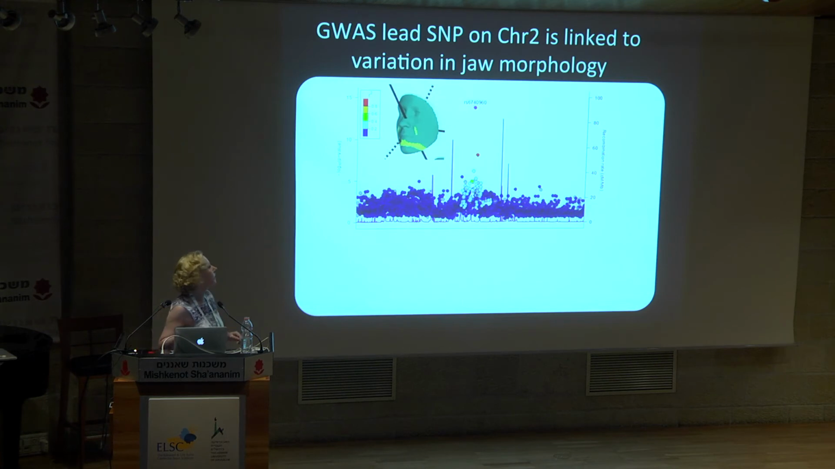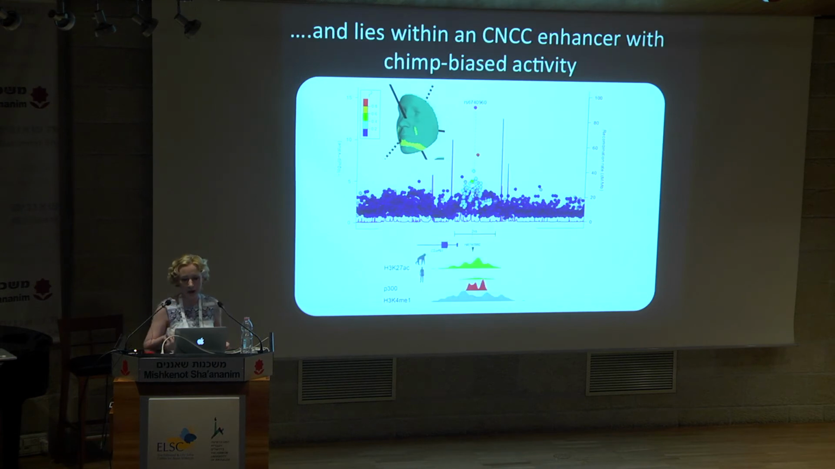And here is just one example. This is a SNP on chromosome 2 that is linked to variation in jaw morphology, specific aspect highlighted in yellow. And when we look underneath in our epigenomic data sets, this overlaps with an element that has active enhancer signature: K27 acetylation, P300, and K4 monomethylation.